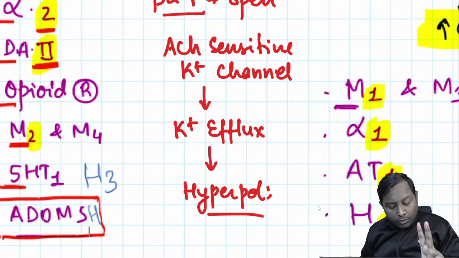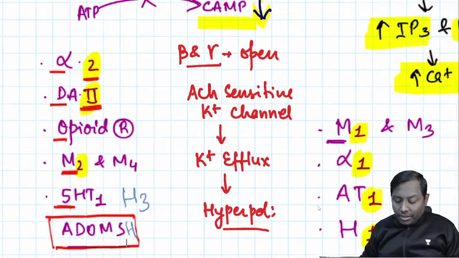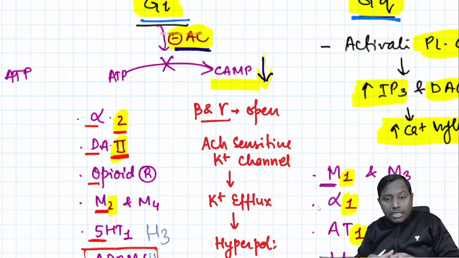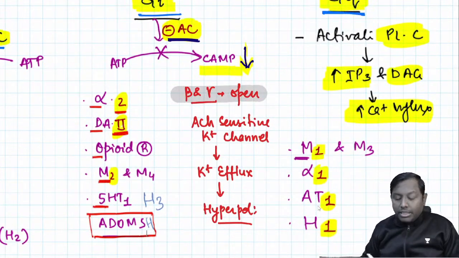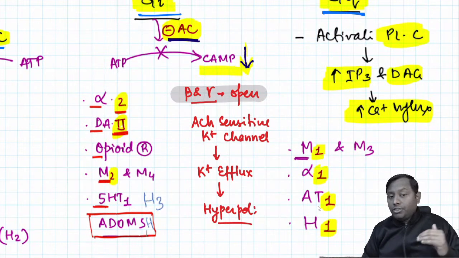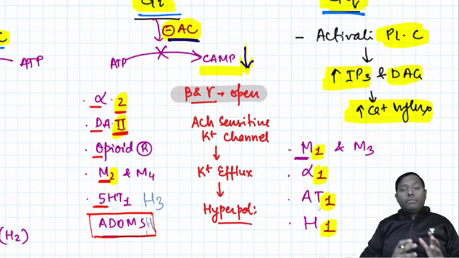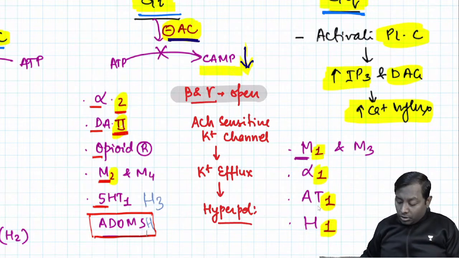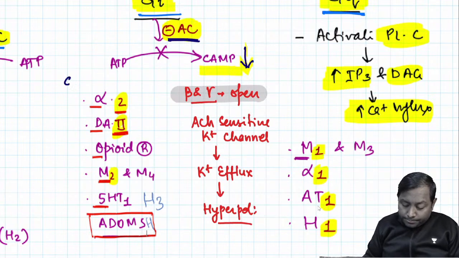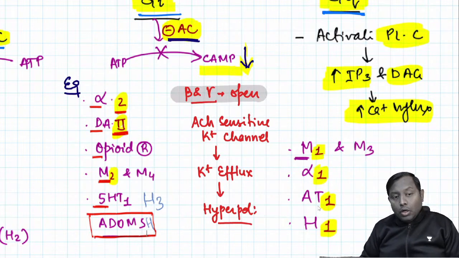So GI means two important things. One is definitely they are going to inhibit adenylyl cyclase, and second, the beta and gamma component are going to open the acetylcholine sensitive potassium channel. And always remember, whenever a potassium channel is open, there will always be efflux of potassium leading to hyperpolarization. Examples of receptors through GI will be alpha 2, dopamine 2.